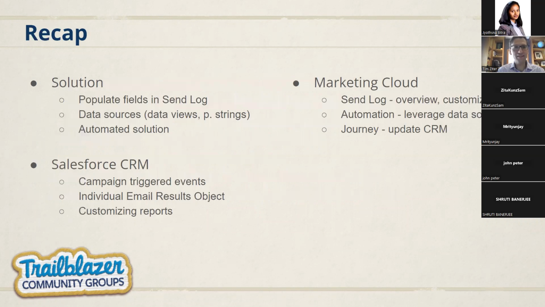So let me go to the next slide real quick. Let me do a quick recap. Hopefully we've seen the solution deliver on what the client had wanted. Now we're able to populate fields in the send log. We're utilizing these data sources in unique ways, and we've created this automated solution that will always be on. In the CRM environment, hopefully we've seen how campaigns can trigger events. So we know a little bit more about the individual email results object and customizing reports. And most importantly, on the Marketing Cloud side, what is the send log? How to customize it? How to use Automation Studio to leverage those data sources, and especially how to use Journey Builder in all those different ways.